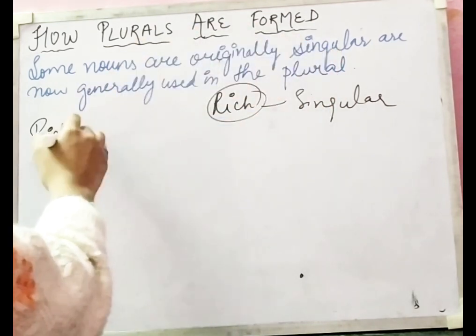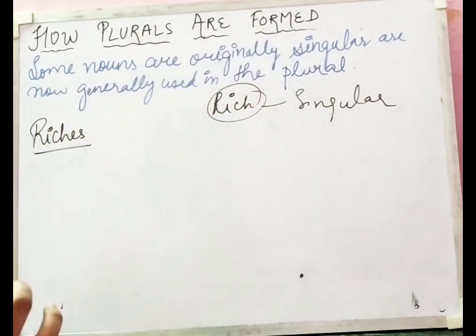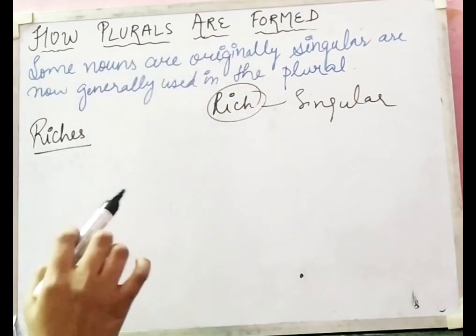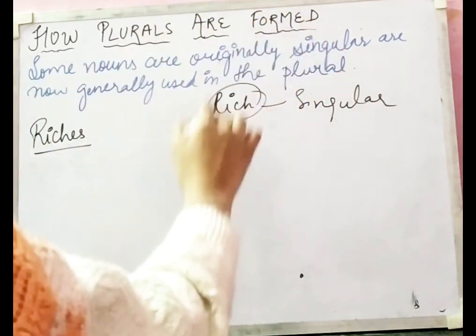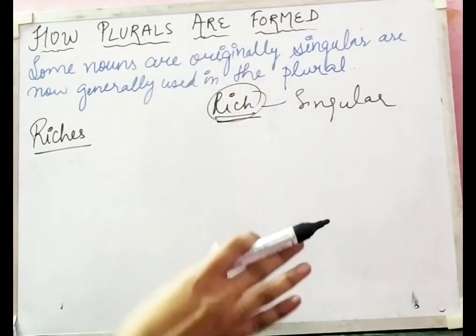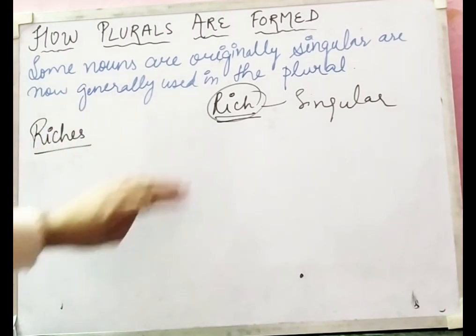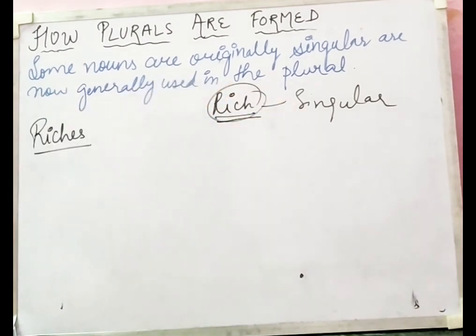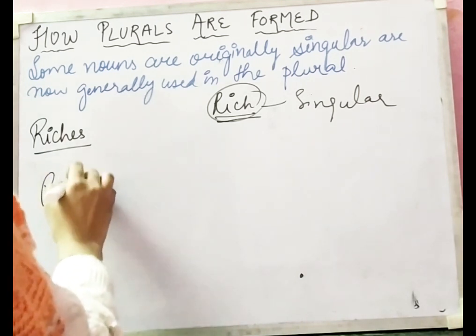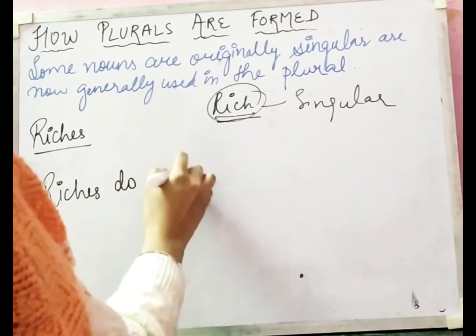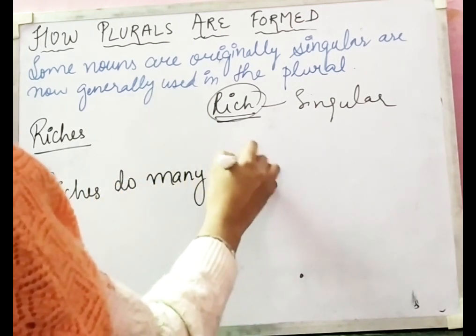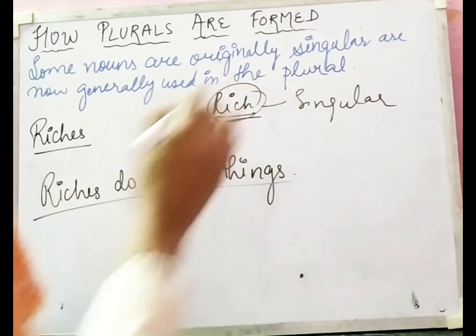But we have made this plural by adding es. Here it is saying that some nouns are originally singular, but are used in plurals also, like riches. It is used in singular only, that is rich, but they are used in riches also. So I can make one example from this, like riches do many things. So this is the example of this.